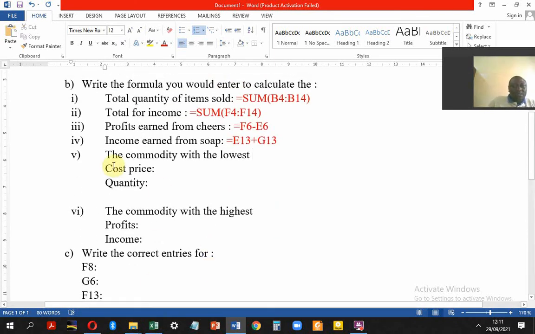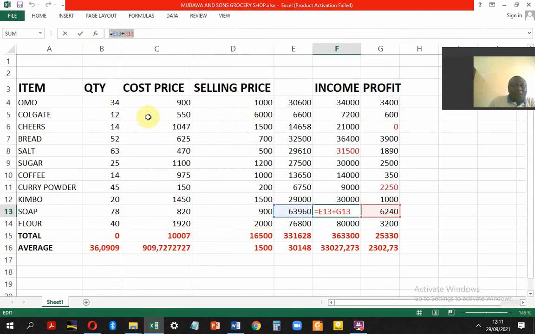So the next question on the agenda: they want the formula to calculate the commodity with the lowest cost price. Now when you look here, the commodity with the lowest cost price. Sorry about this, this one is a mistake.